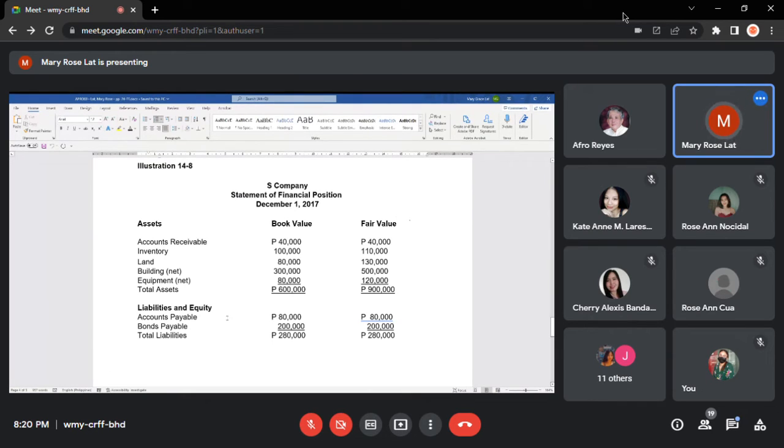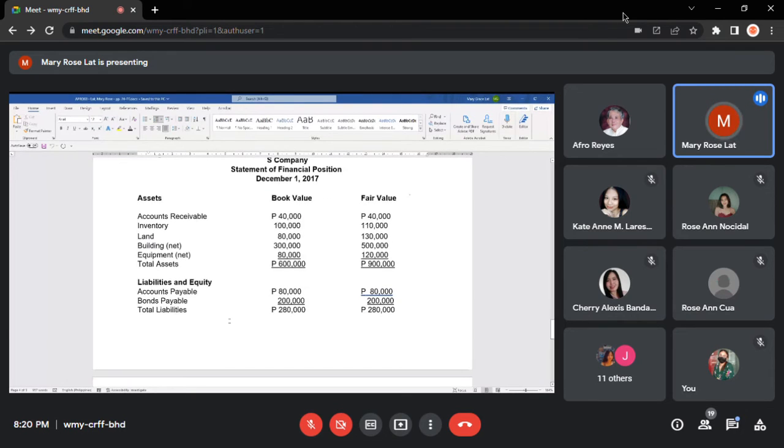Liabilities and equity. Accounts payable, book value 80,000 and the fair value is also 80,000. Bonds payable, book value and fair value is 200,000. The total liabilities of book value and the fair value is 280,000.